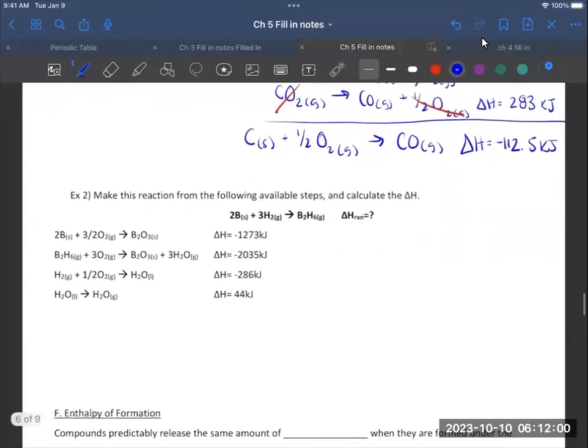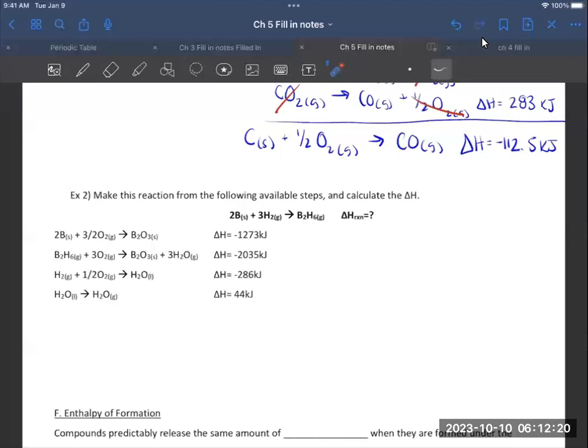The next one, if you guys want to pause and try to do this one on your own, again, we're trying to build this overall reaction using these guys as the steps. This one is definitely harder than the previous one. So if you want to just watch me walk through it, that's another option. It's up to you. So if you want to pause and try it out, go ahead. Otherwise, here comes the answer.